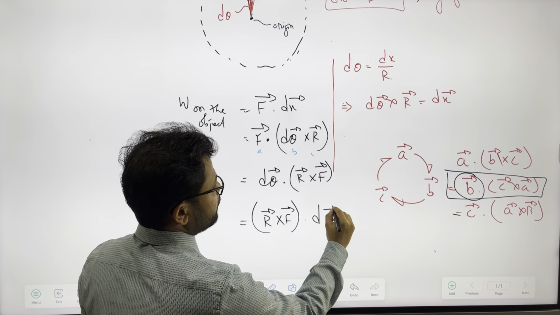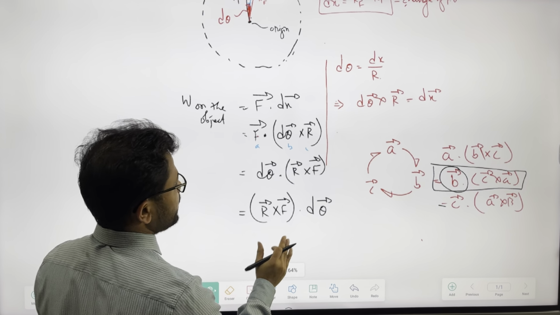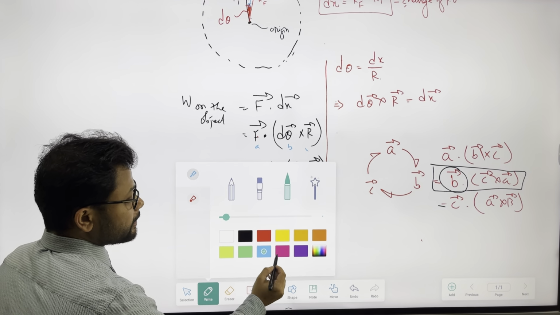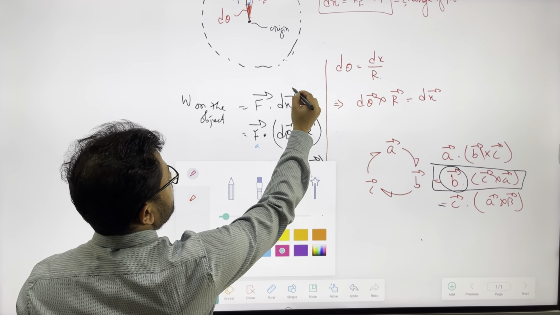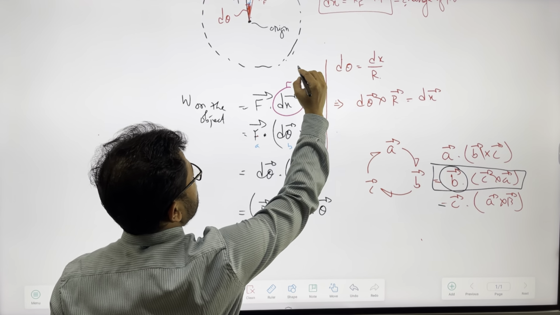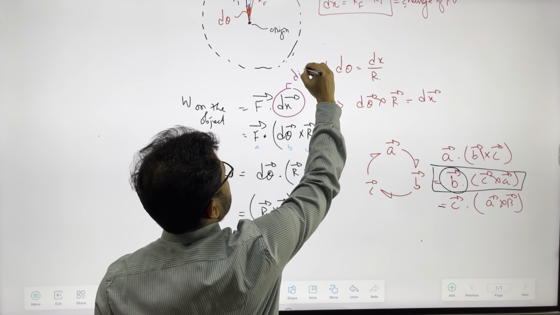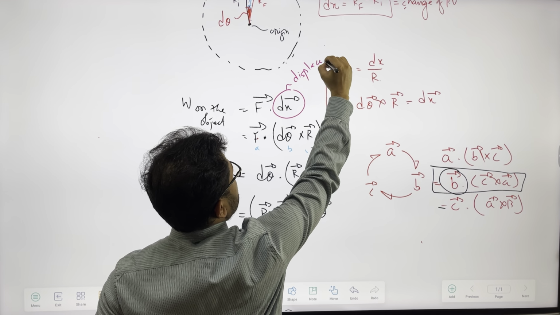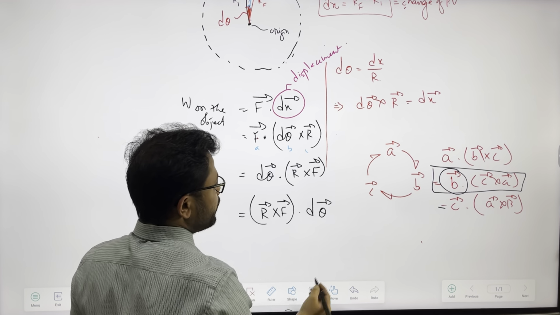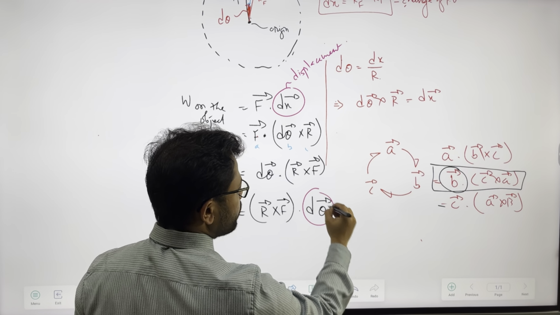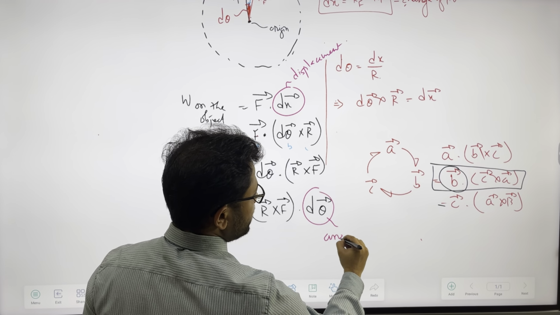Dot d theta vector. Now an interesting thing appears here. We started with a linear term, which is linear displacement, simply displacement, and we have ended up with angular displacement.